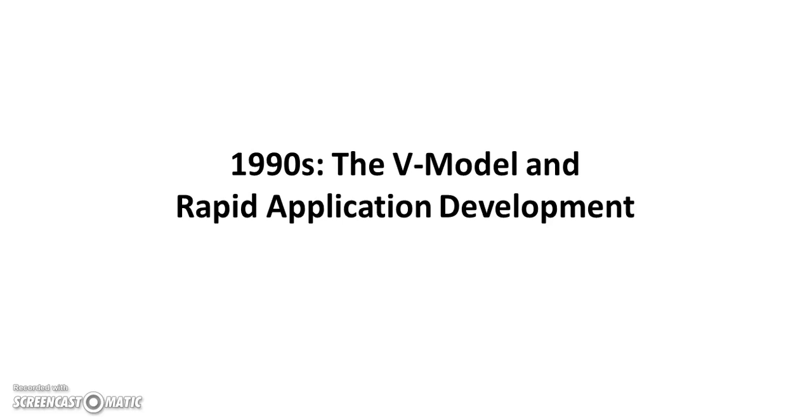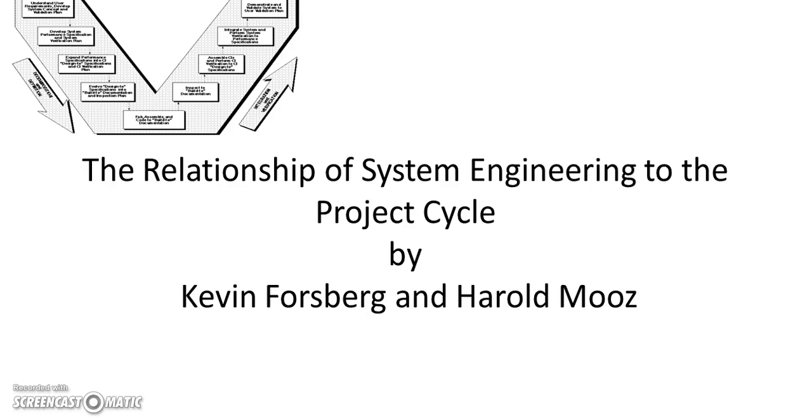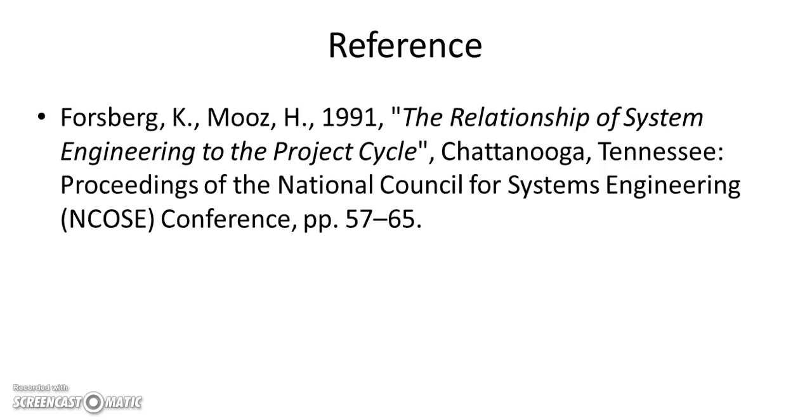So we move on to the 1990s, and we have two models here, one that I'm very fond of called the V-Model, and another which is rapid application development. So the V-Model, I guess, there's been a lot of suggestions as to who created it. For me, the paper, The Relationship of System Engineering to the Project Cycle by Forsberg and Mooz, is really, I think, an important milestone in the V-Model.